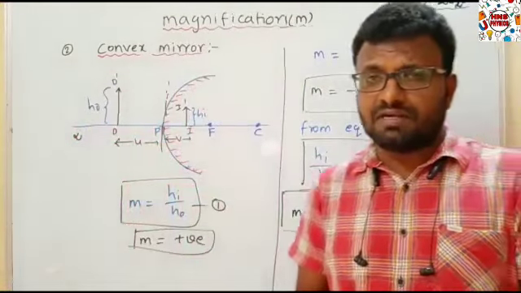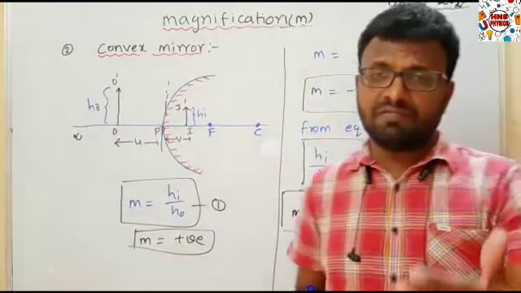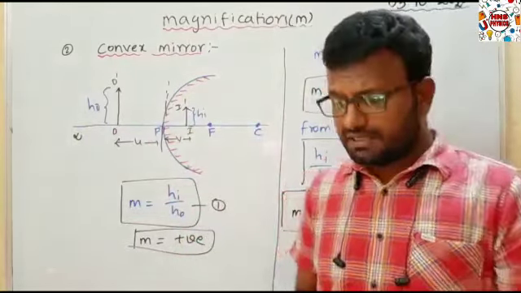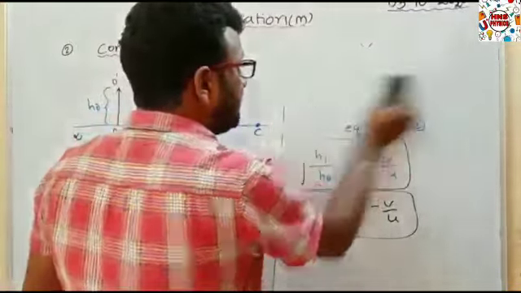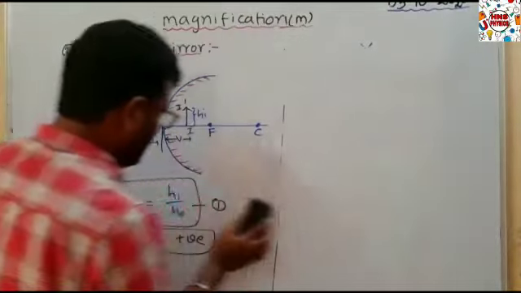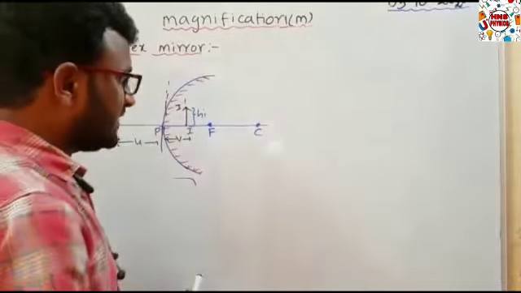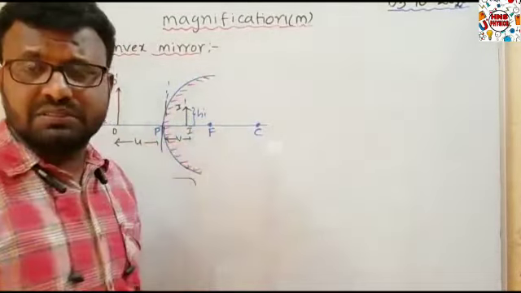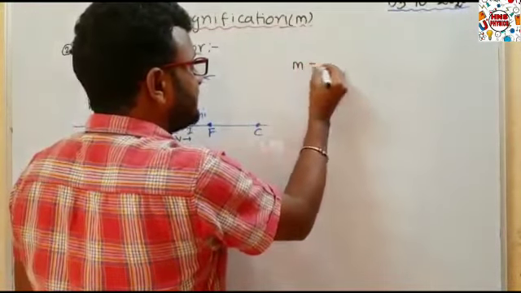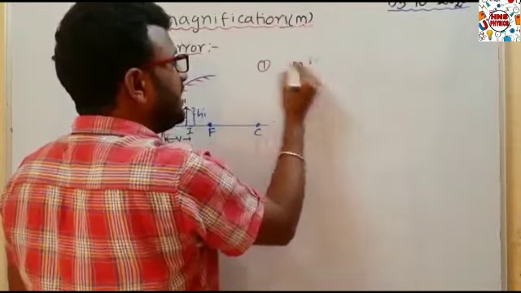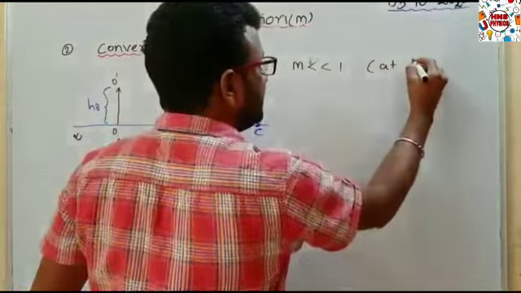So finally we can say magnification of a convex mirror is positive, and magnification of a concave mirror is negative, right? Next, if you see the values, for example, when the object is placed at infinity, the image is formed at the focus, which is a very small size. So the magnification is less than 1 when the object is placed at infinity.